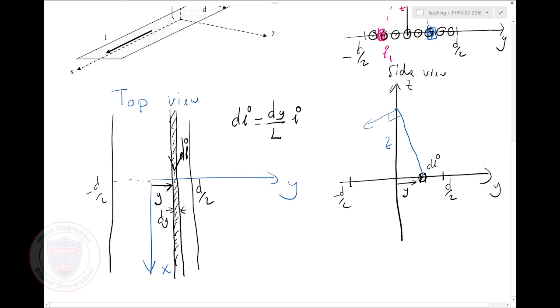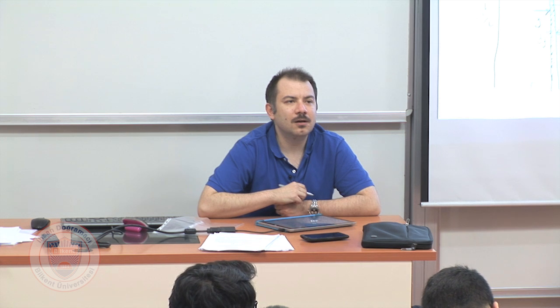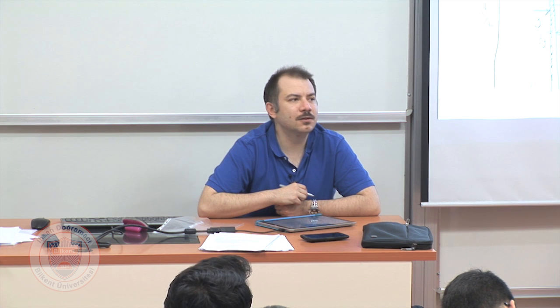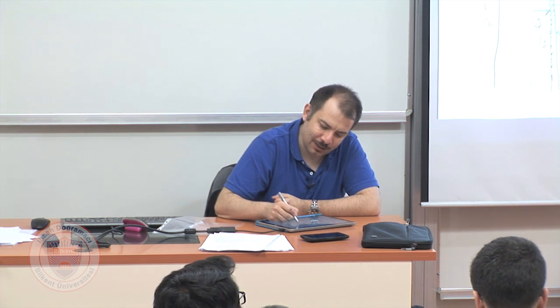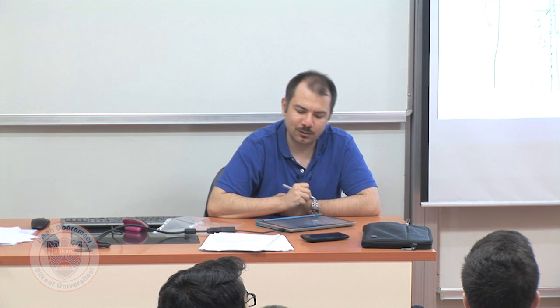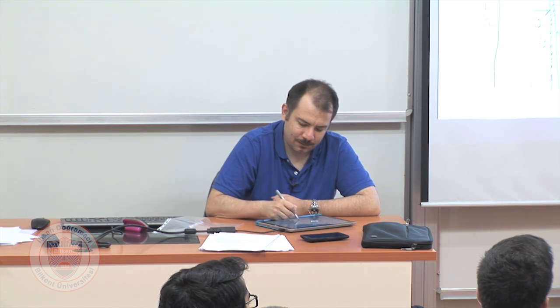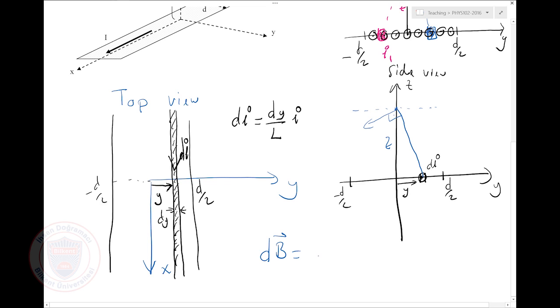And this angle is 90 degrees. Which component of the magnetic field do I need? The y component of the magnetic field. So let's actually calculate that. Now, by the Biot-Savart law, the small magnetic field created by the small current is going to be mu 0 over 4 pi di.